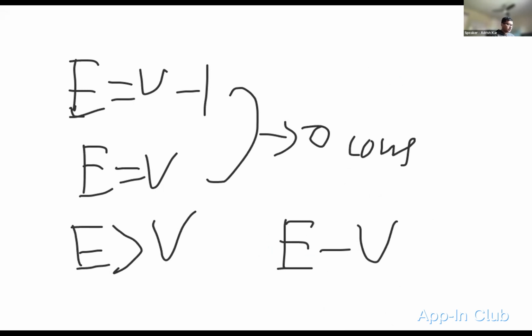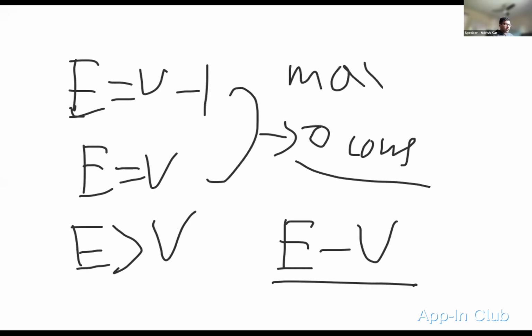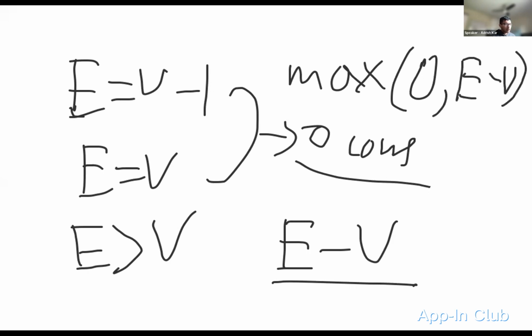But for E equal to V minus 1 and E equal to V, we have 0 cows that go hungry. For E greater than V, we have E minus V cows that go hungry. And so the answer for the number of cows that go hungry is the maximum of 0 and E minus V for every component that we find.